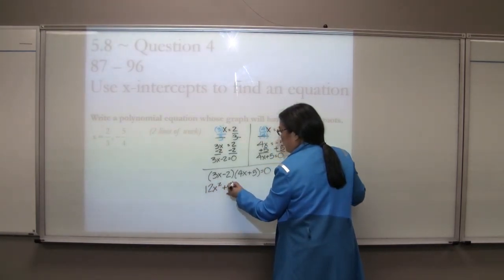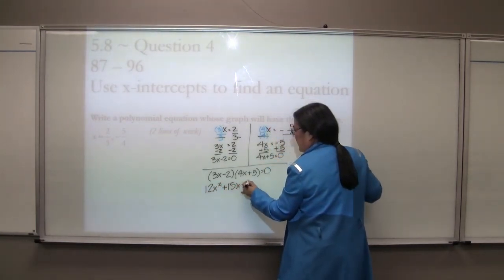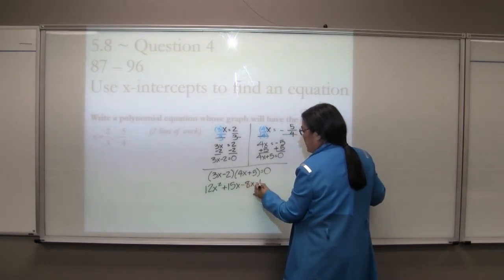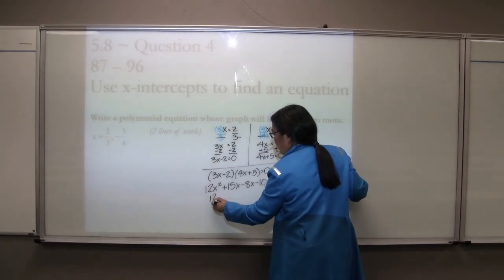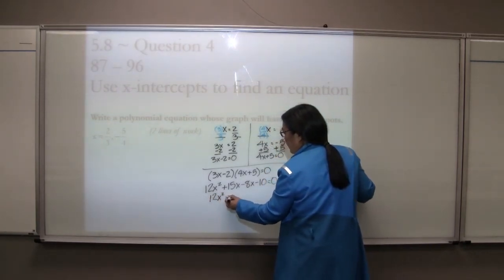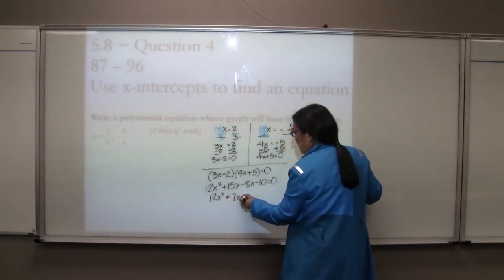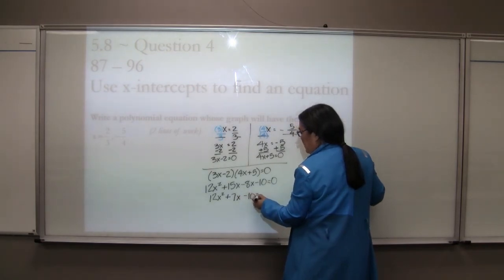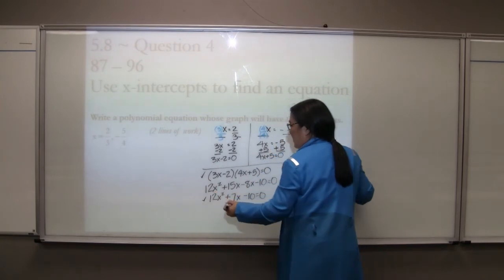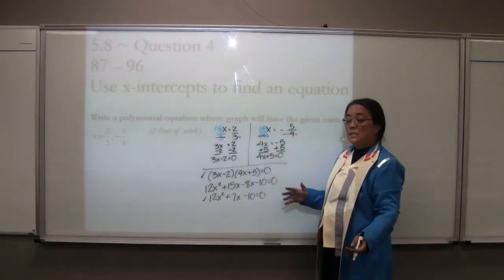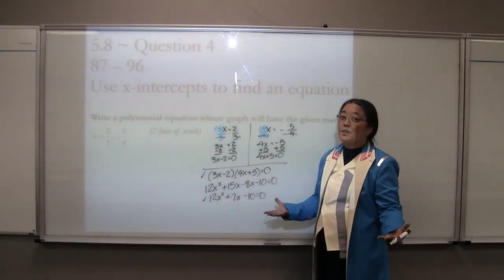We have plus 15x minus 8x minus 10 equals 0. We have 12x squared plus 7x minus 10 equals 0. The two steps that I would require are this one and that one. The rest of this is all to make this clearer to everyone.